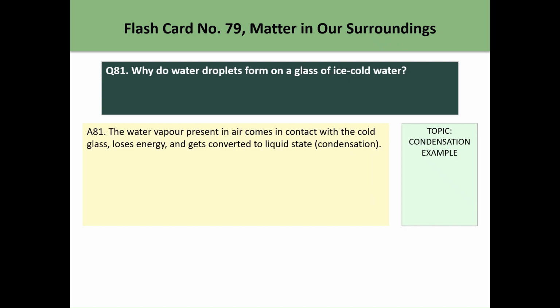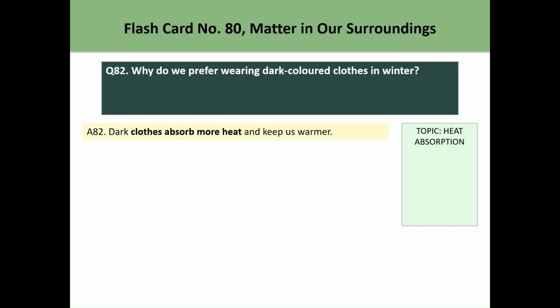Why do water droplets form on a glass of ice-cold water? The water vapor present in air comes in contact with the cold glass, loses energy and gets converted into liquid state. This process is known as condensation. Now we will move to the next slide. Why do we prefer wearing dark color clothes in winter? Dark color clothes absorb more heat and keep us warmer.